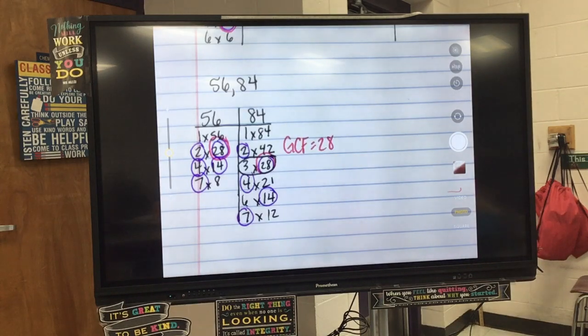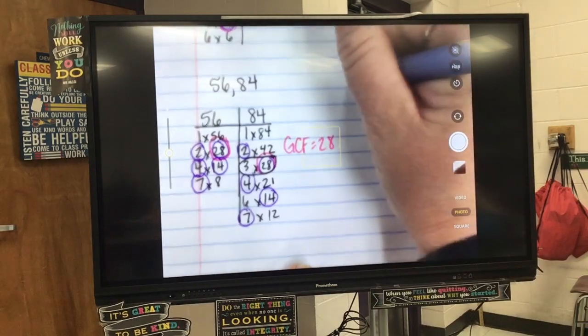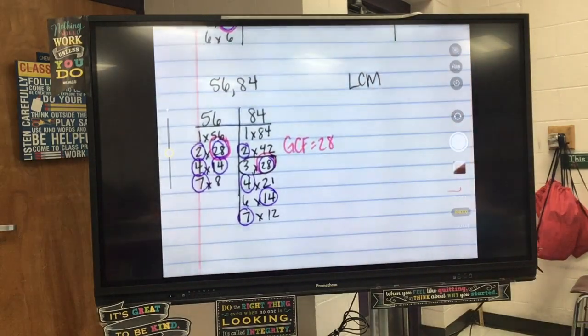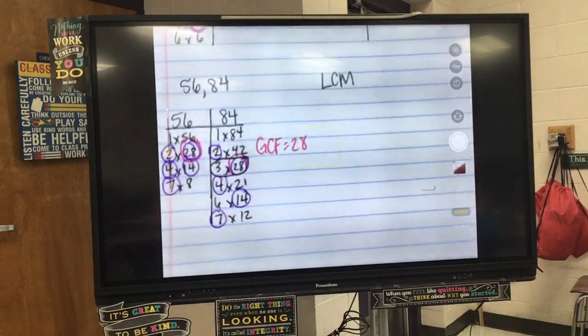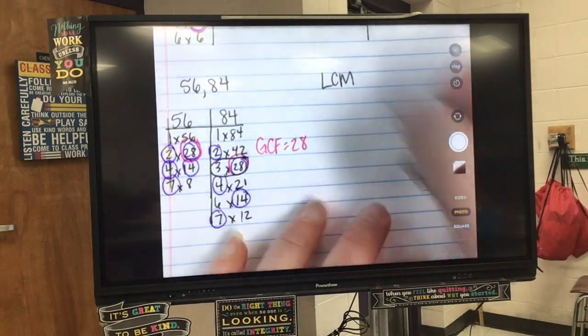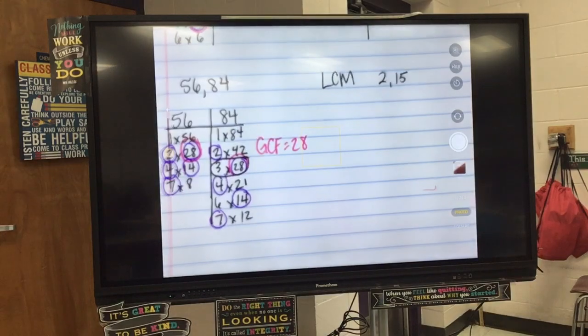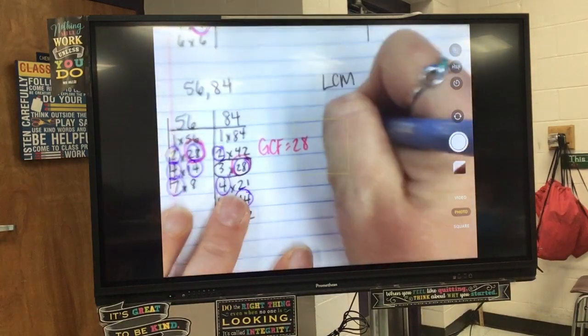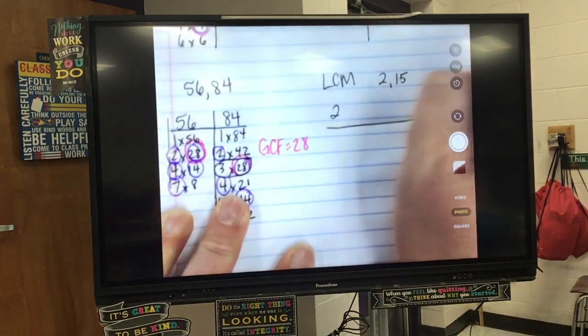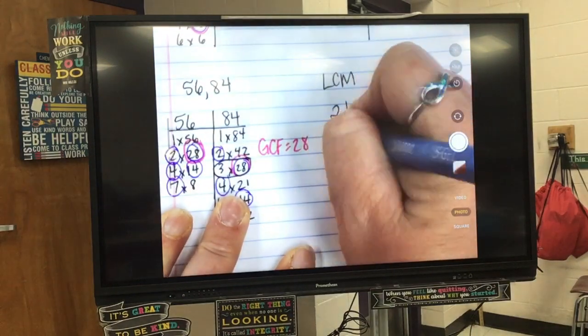All right, so now we're going to shift over to LCM questions. The next couple are going to be LCM, and when you're doing LCM, make sure you're using that sideways T. So we're going to start off nice and pretty. We're going to do 2 and 15. So 2 on the sideways T, 15.